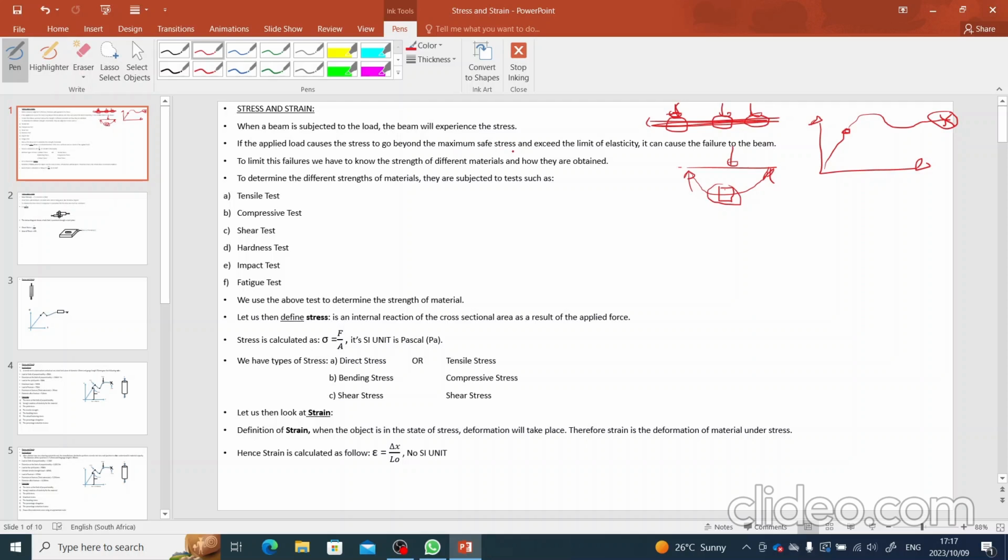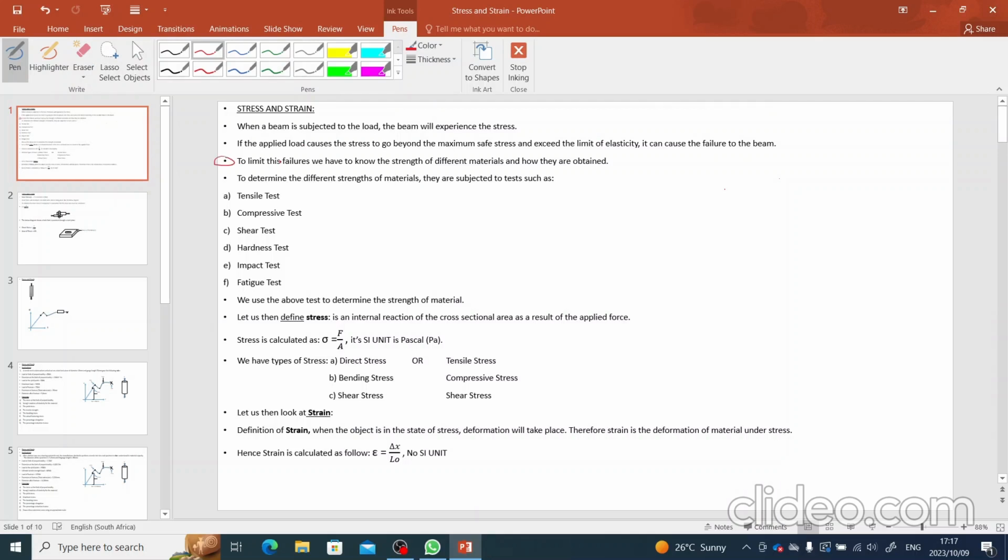If the load causes the stress to go beyond, your beam will break. Your beam will always break at the maximum bending moment. Okay, that's where the critical point is. But we will deal with those later on.